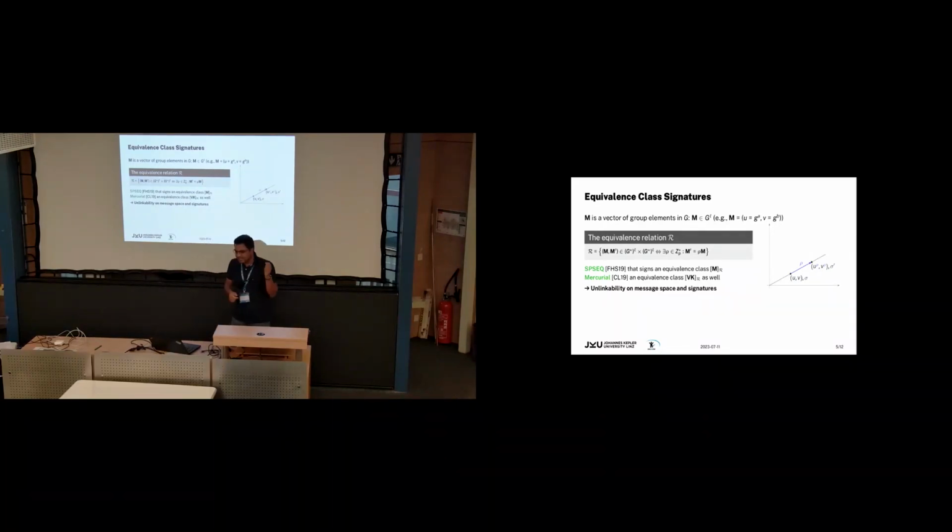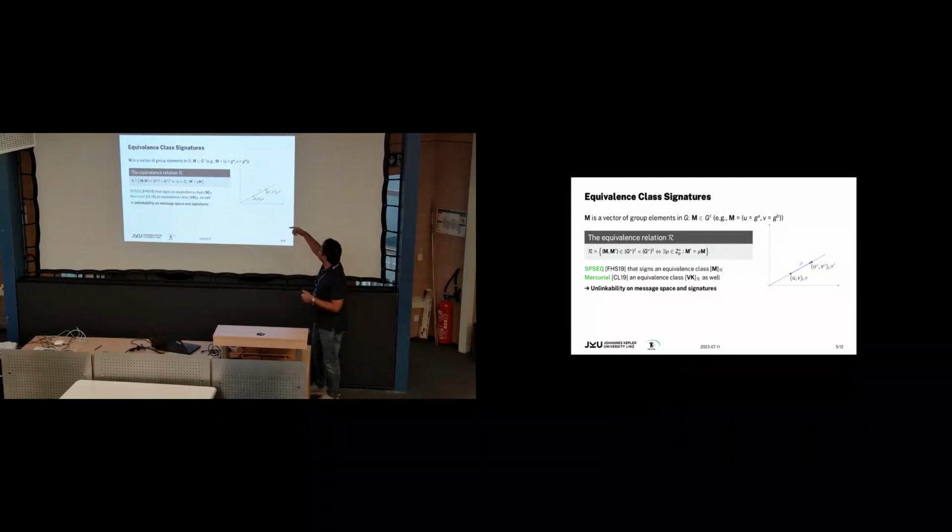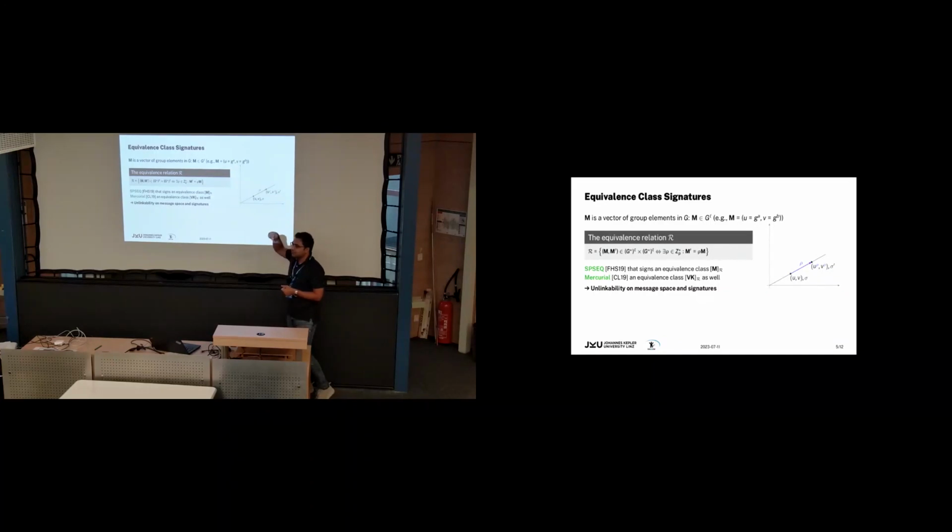So SPSEQ, short for structure-preserving signatures on equivalence classes, is now, instead of signing a vector of elements, signing a class of messages, by signing one representative of the class. To make it clearer, look at the picture. Let's say (U, V) is your message vector, and you have sigma, which is the signature for this vector. Now we have a random rho such that if you multiply it with this vector, you receive a new vector.